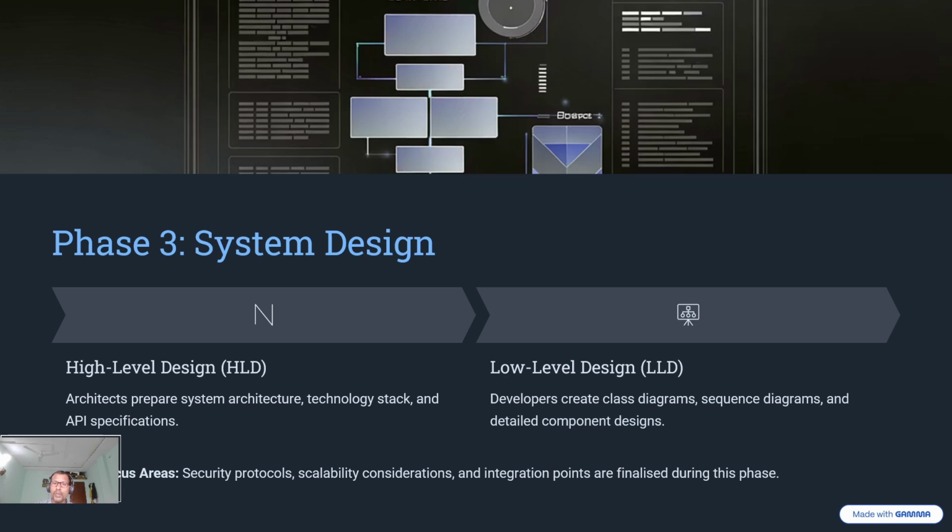Here there will be two types of designs. One is high level design, the second one is low level design. In high level design, we discuss the system architecture and technical stack required for this particular application. Second one, low level design. Here we design entities, classes, objects, etc.